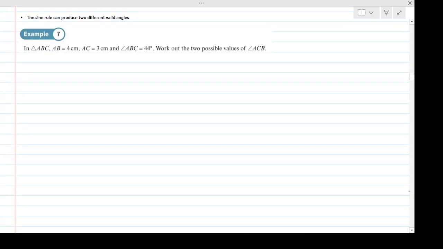Right, okay, let's have a look at this question then. In triangle ABC, AB is 4, AC is 3, and angle ABC is 44. Work out two possible values of ACB. Interesting, two values. Well, again, let's start with our strategy. Let's draw triangles to represent this. So, again, say a point A here and point B there, and a point C there. Well, it's a bit wonky. There we are. AB is 4, AC is 3.